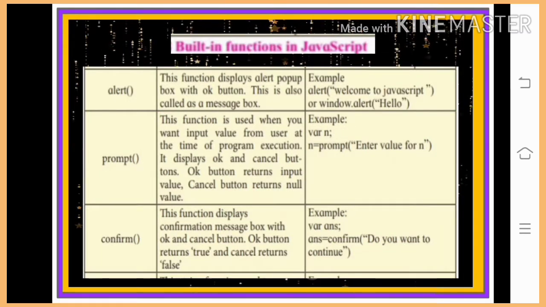Third built-in function is alert. This function displays alert pop-up box with OK button. This is also called as a message box. For example, if you write alert welcome to JavaScript or window.alert hello, you will get welcome to JavaScript message with one message box having message and one OK button.